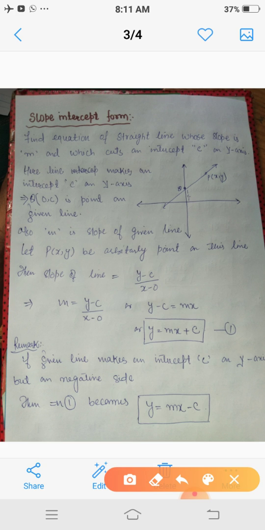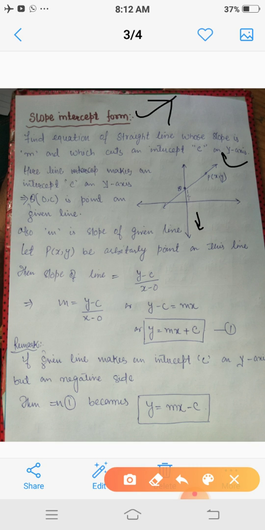Now another form of the straight line is the slope-intercept form. In this form we have to find the equation of the line whose slope and intercept on the y-axis, or intercept on any axis, is given. Now here this line L has slope m, and it makes an intercept c on the y-axis, which implies it cuts the y-axis at a distance of c units from the origin.